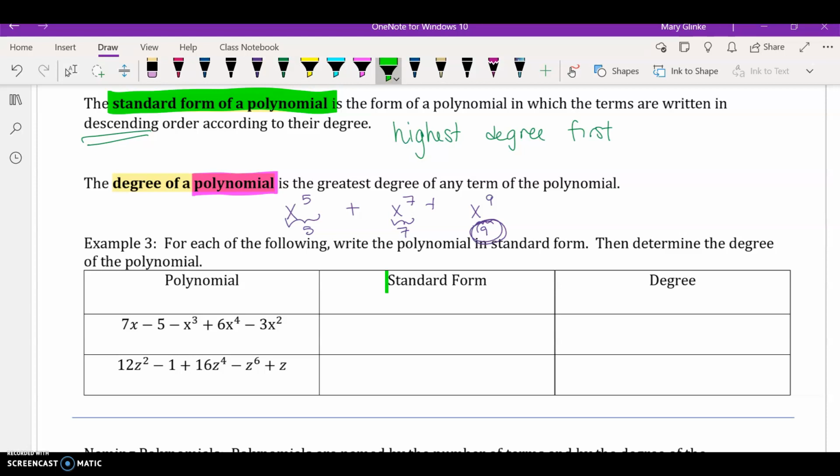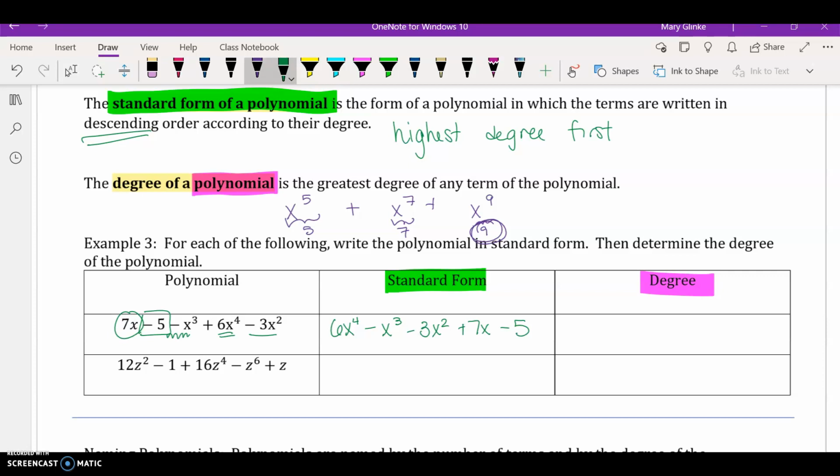So the first thing we're going to do is put it in standard form. Then we're going to identify the degree. Looking at these, we look for our highest exponent first. So we have 6x to the 4th. That's our highest degree, so it goes first. Our next one is a negative x to the 3rd. Our next highest one is an x squared, so it's negative 3x squared. Then we have our x to the 1st power. And lastly, we have this minus 5. Now this minus 5, as a reminder, doesn't have any variables, so it has a degree of 0.